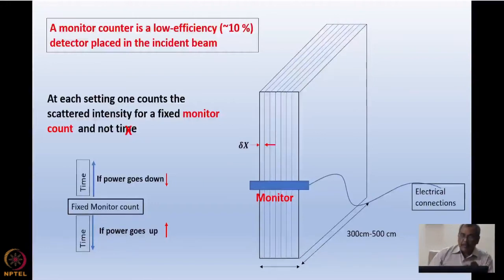I am counting for a fixed monitor count, so slight fluctuations in reactor power are automatically nullified by the monitor count, by taking longer or shorter time. And because I am counting for a fixed monitor count, my two points in the data remain equivalent. But this monitor counter has to be low efficiency because it is put in the incident beam. So we make low efficiency monitor counters and use them for serial counting systems, mostly inelastic neutron spectrometers. We have to put them in the beam path, and in my counting setup I have to set the number of monitor counts for which each point will be counted, and then the counting goes on.